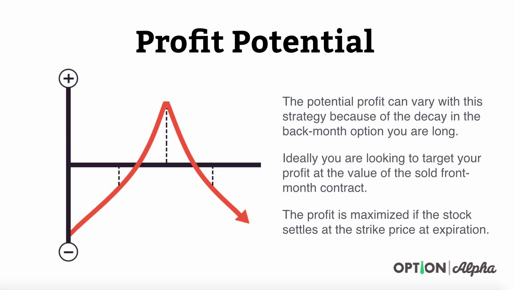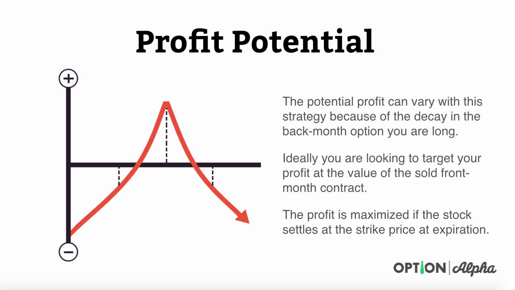Let's talk about profit potential. It can be very hard with these strategies, because of the decay in the back month option that you're long, to pinpoint an exact probability of profit. Ideally, what you're looking for, though, is to target your profit at the value of the sold front month contract. So if you sold the front month contract for $50 and you bought the back month contract for $150, you're looking to profit somewhere around $50, or that decay in the value of that front month contract.